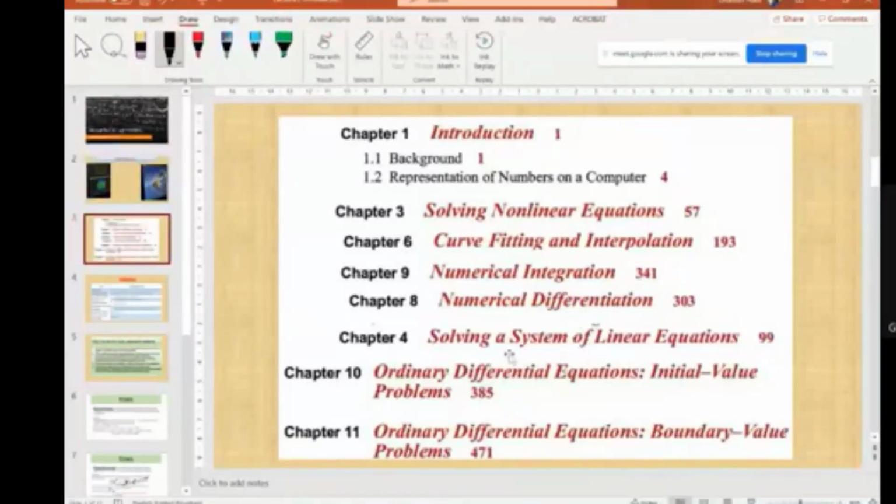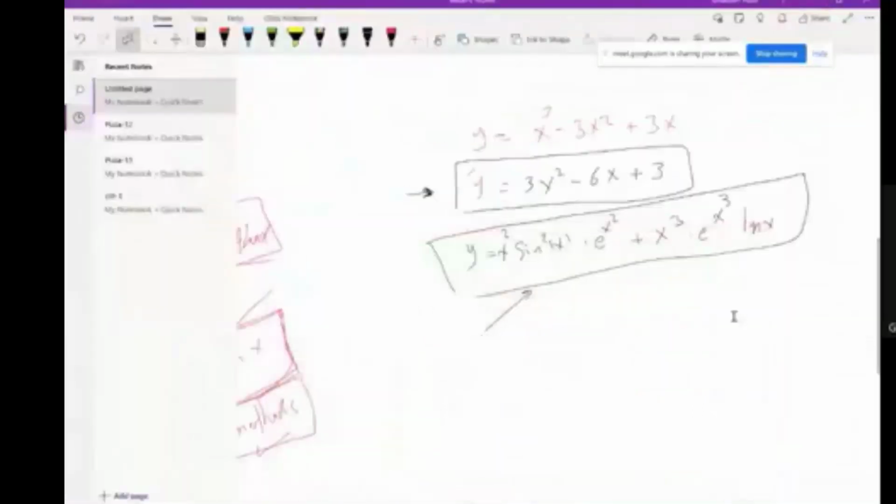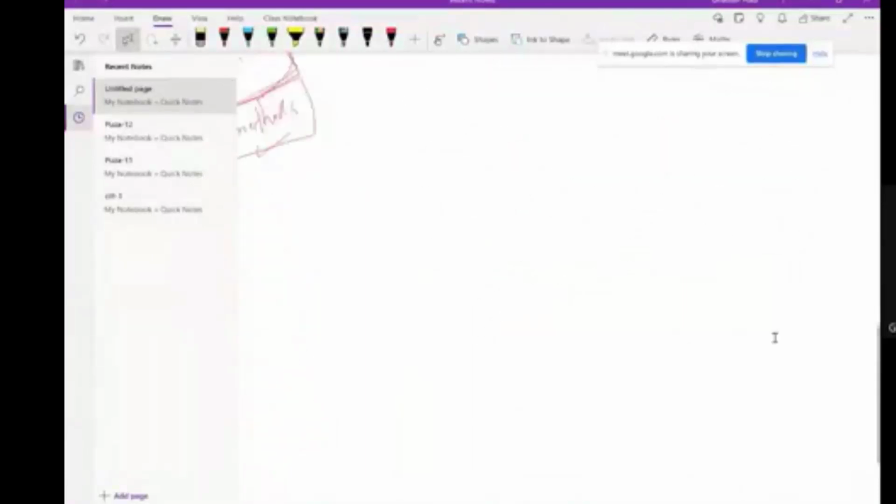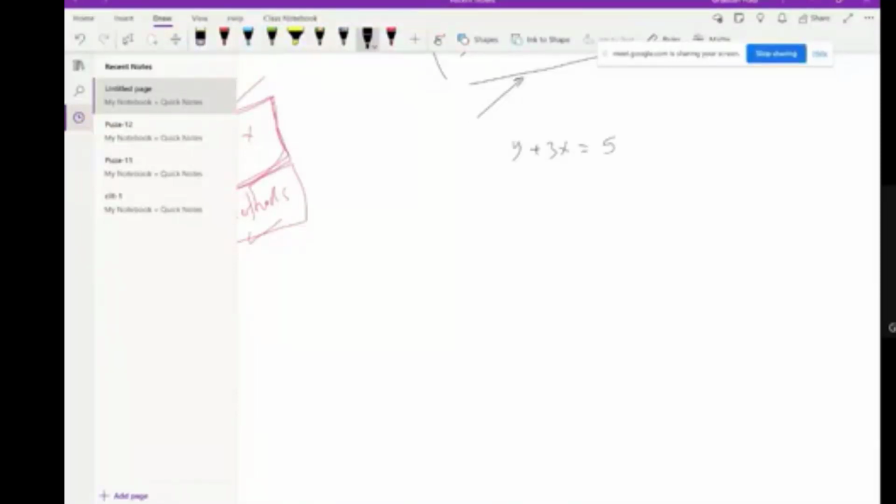The other subject, solving system of linear equations. System of linear equations, what does that mean? A linear equation like this: y plus 3x equals 5, and 2y minus, for example, 6x equals 10. What's this?